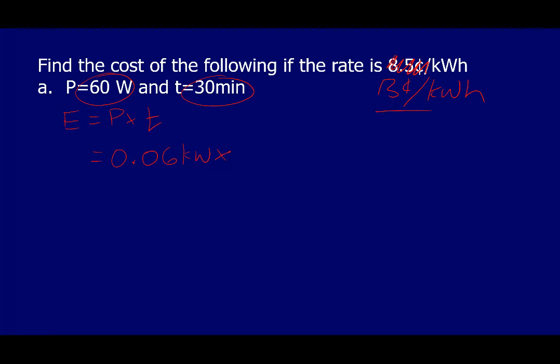How many hours is it? It is half an hour. So I'm going to write in 0.5 hours. So this is going to tell me how much energy we consume. 0.06 times 0.5 is 0.03 kilowatt hours. Very little energy. A 60-watt bulb on for 30 minutes doesn't consume very much energy.